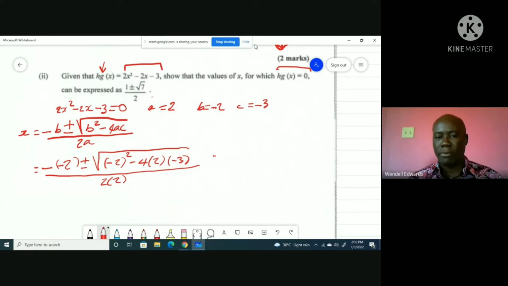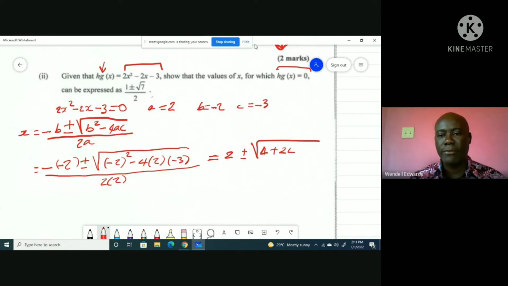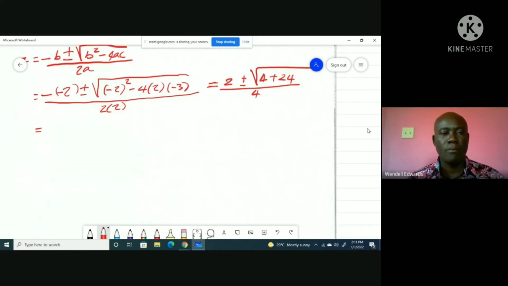All right, let's go. I'm going to put it at the side here as we go. So this is going to be a positive 2 when those two negative signs clash right there. We're looking at 4, and when we multiply this, we'll get positive 24 all over 4. Let me give myself a little bit of space just to work. All right, let's go. So we're looking at this, which is 2 plus or minus the square root of 28, and this is over 4.